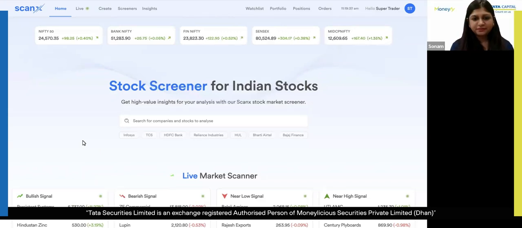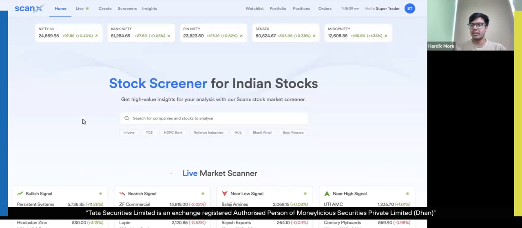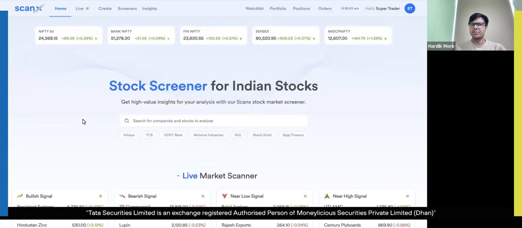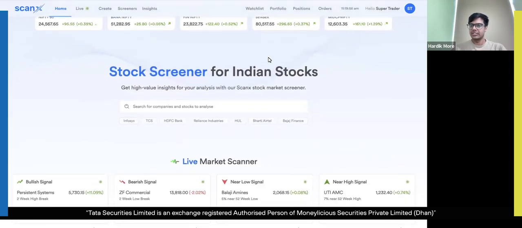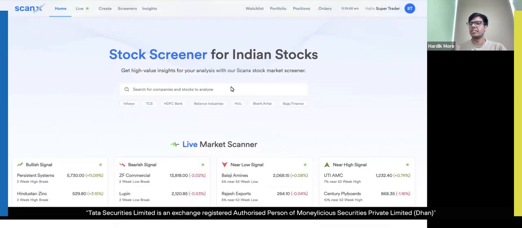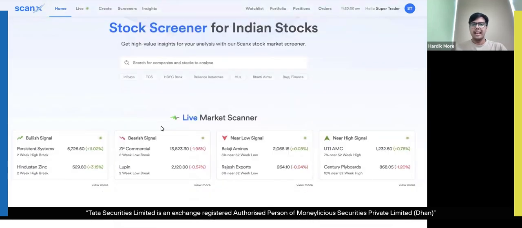Yeah, it is on a separate URL. You go to scanx.trade to start using it. It's absolutely free, even if you don't have any account, right? You can just get right started with it. Once you are on the page, you see a couple of interesting things. You have the section where you can track the indices for the day, a search bar, which we'll get to soon, and a live market scanner section.